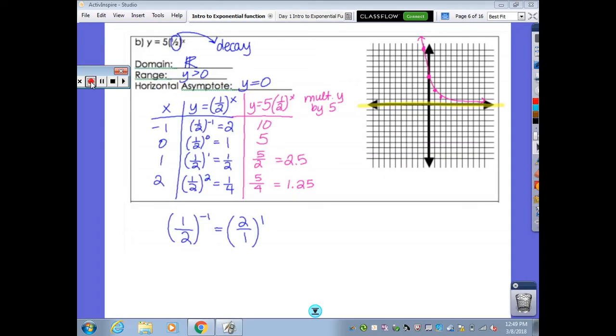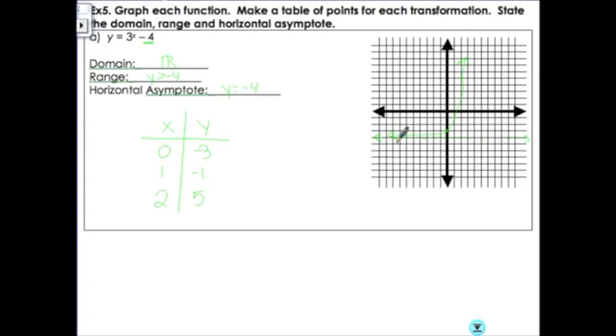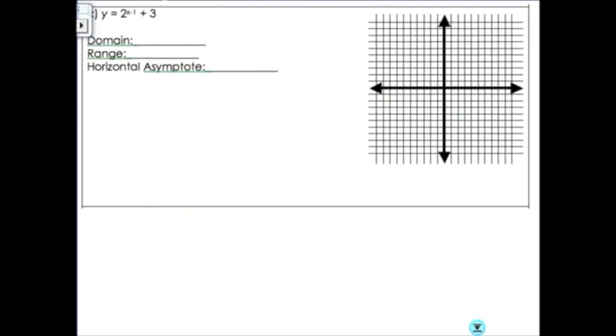This is what you should have gotten for 5b. Our domain is always going to stay the same. Our domain for this function is going to be all real numbers. Since we have this plus 3 at the end, we know our range is going to be y is greater than 3, which makes our asymptote y is equal to 3.